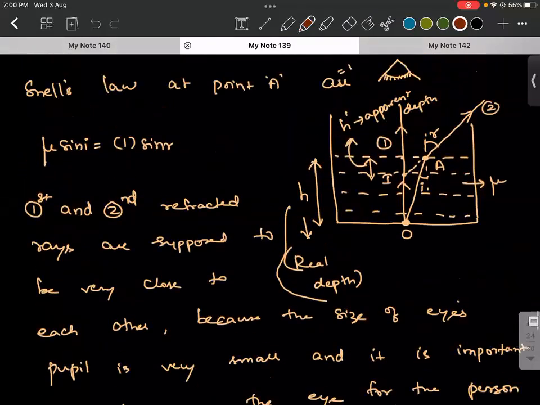Now, if this angle is R, then I can say this angle is also R because they form corresponding angles. Now, I'll take this as A, O, I, and B point. As I mentioned in the previous case, wherever distances are involved, the first thing is you need to apply Snell's law. We have already done it. And second is look for right angle triangles.